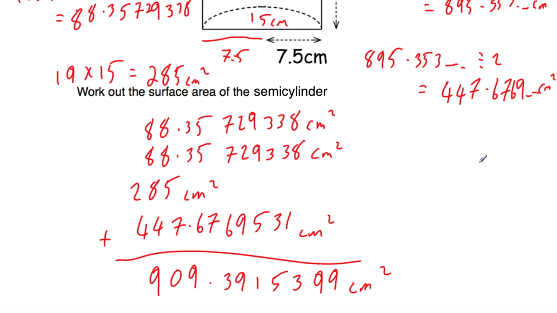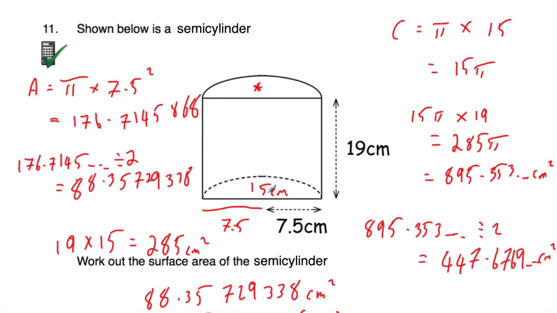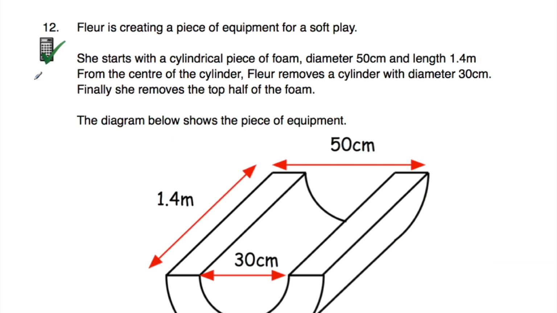And so what we did was we found the area of the two semicircles, the area of the semicircle on the top and the area of the semicircle beneath, by considering the whole circle and then dividing by 2. We found the area of the rectangle at the front of the semi-cylinder, and then we found the curved face at the back by considering the whole cylinder, finding the area of that curved face for the whole cylinder and then dividing it by 2. And that's it. So the answer would be 909.39 to 2 decimal places. And that's it. Okay, let's look at our next question.